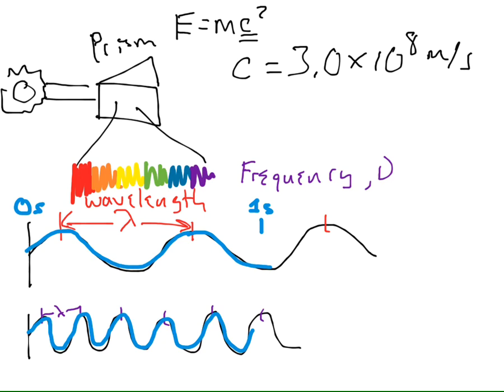So the longer the wavelength, which means then the lower the frequency, they're going to have less energy. But if they have a short wavelength and a really high frequency, then they have a high energy. So you increase energy as you increase the frequency, or as you decrease the wavelength.